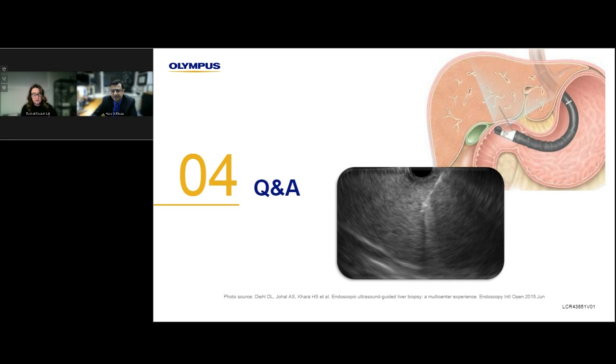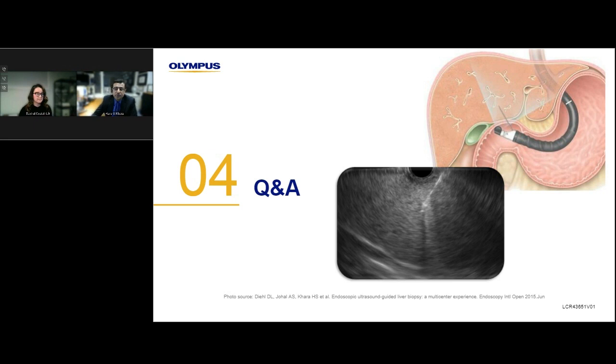Someone submitted a question. So when a patient needs a portal pressure measurement and a liver biopsy at the same time, can it be done in the same case? Which do you do first? How are the puncture sites different, and how is the case set up differently?